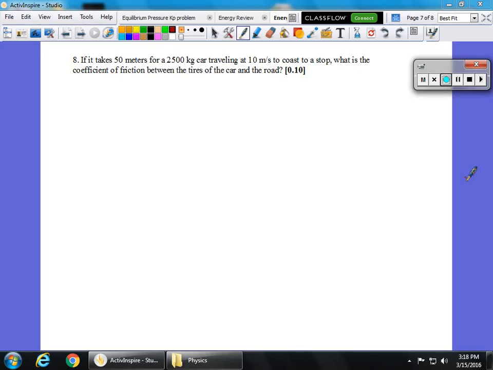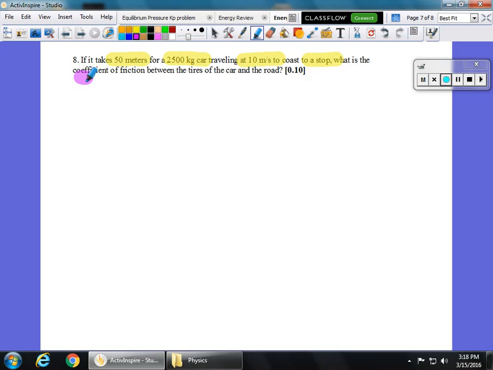So in this case, we're having a car that's traveling. It's going to be coming to a stop over a distance of 50 meters. So let's dig into this. We've got the 50 meters as our distance. It's got a mass of 2,500 kilograms, initial speed of 10 meters per second, and then it's coming to a stop as our final velocity, right, 0. And we're looking for the coefficient of friction.